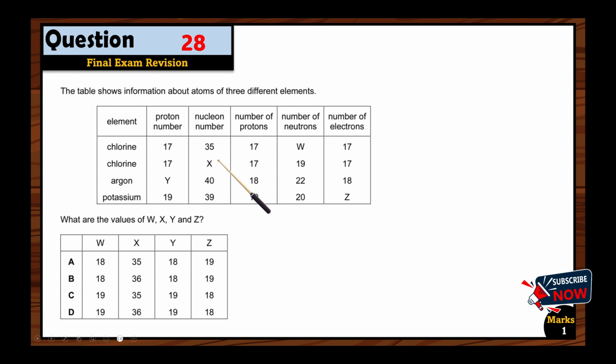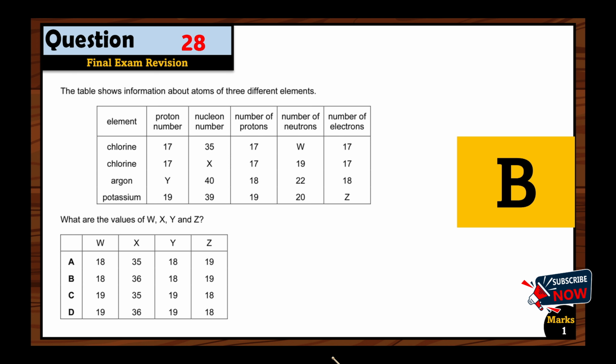Now let's see for chlorine, the nucleon number X. How can we find the nucleon number? The number of protons plus the number of neutrons, right? So 17 plus 19 is equal to 36. Which option has 36? Of course, option B. So we don't need to work out the remaining ones. Option B is correct, so you can save your time. But even if you want to, you can try Y and Z also.